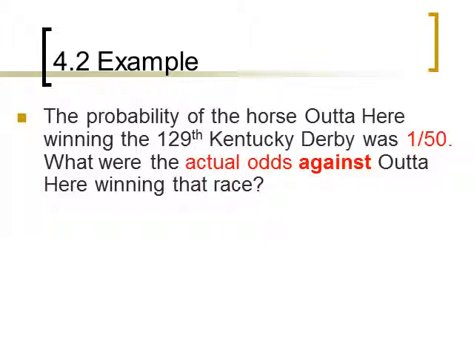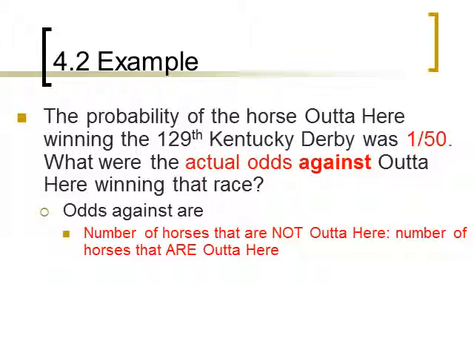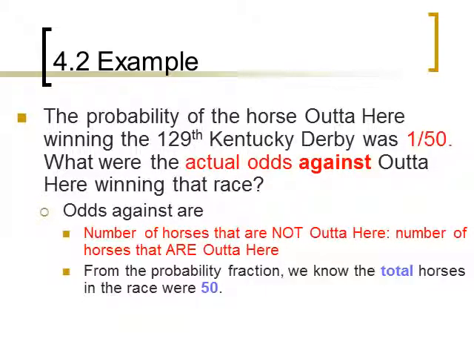Well, then the odds against would mean we want to know first the number of horses that are not Out of Here, and then we want to compare that on the right side to the number of horses that are Out of Here. So from the probability fraction that we were given, we know that the total horses in the race is 50. So remember that when we set up the two numbers in our odds fraction, the sum of the two numbers should equal the total 50. So we never put 50 in the fraction.